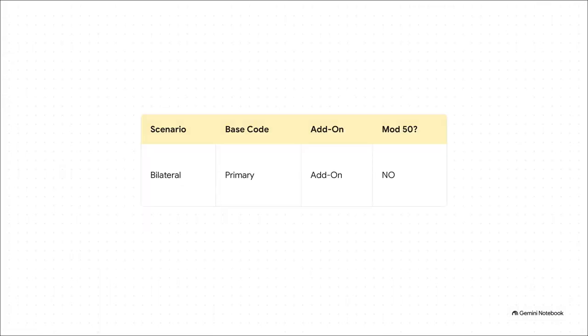So here is what that golden rule looks like in practice. Let's say a device is placed into 2 distinct lesions, one on the right breast and one on the left, using the exact same imaging guidance. You report a primary CPT for that first lesion, and then you use an add-on code for the second. You completely bypass modifier 50. You do not report the primary code with a 50, and you definitely do not report it with RT and LT separately. The base code covers your first lesion, the add-on covers the second.